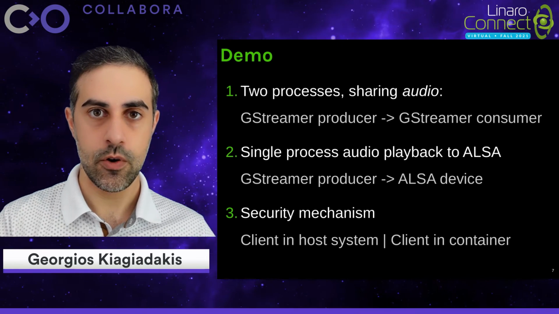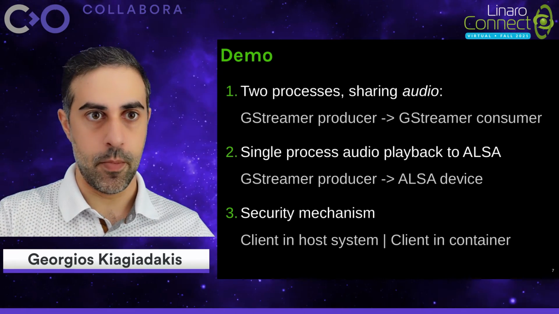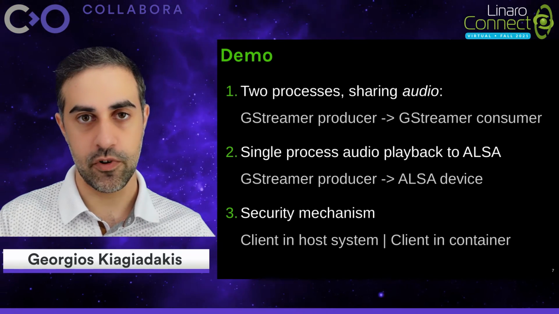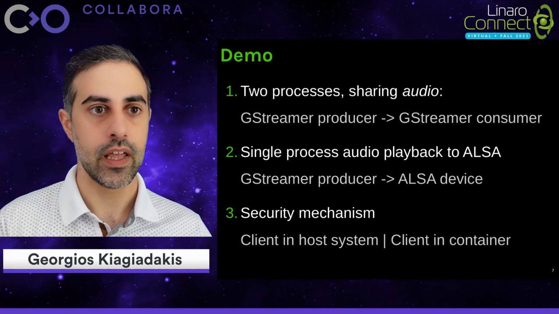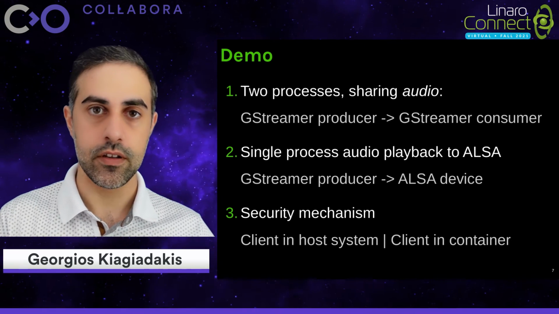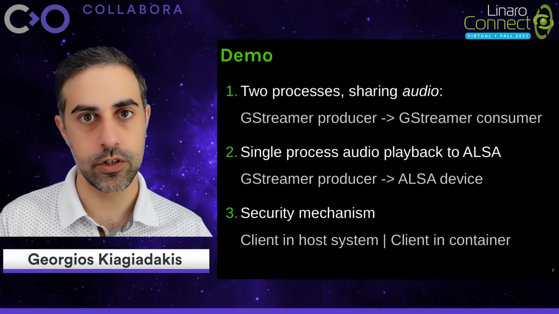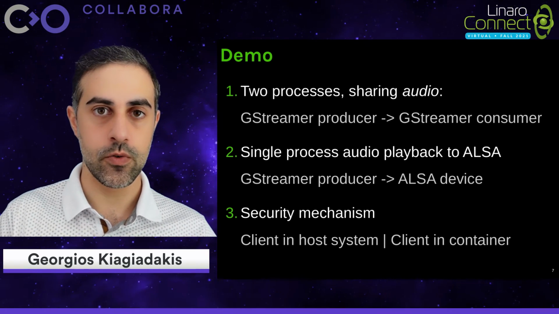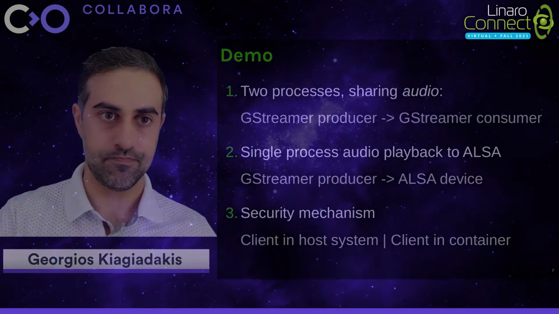And I will show this right now with a demo. First, I will show you two processes sharing audio between each other. One process will be creating some audio and the other process will be consuming it. And then I will show you how we can also enable devices directly in PipeWire. I will show you an ALSA device and how we can send audio to this ALSA device and hear audio on the speakers. And finally, I will show you the security mechanism and how it works in PipeWire.